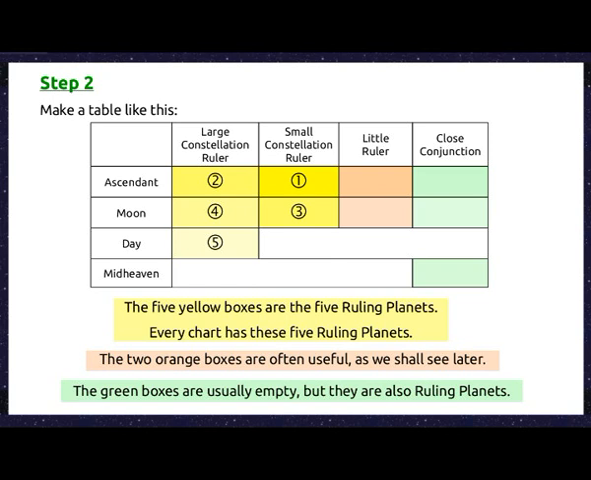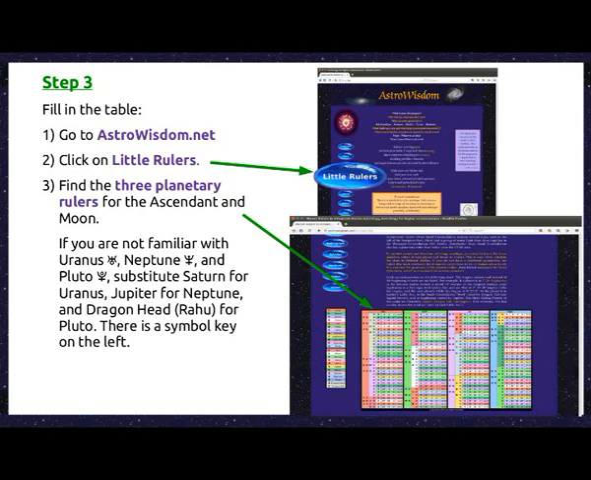Okay, the next step is to find what our ruling planets are. You can do this by going to astrowisdom.net and then click on this button, little rulers. And when you do that, a page opens up, and if you scroll down just a little ways, you'll see this chart here. This chart shows all of the planetary rulers, all 3 of them, for every position of the zodiac. All 360 degrees of the zodiac have 3 planetary rulers, and they're shown on this chart.